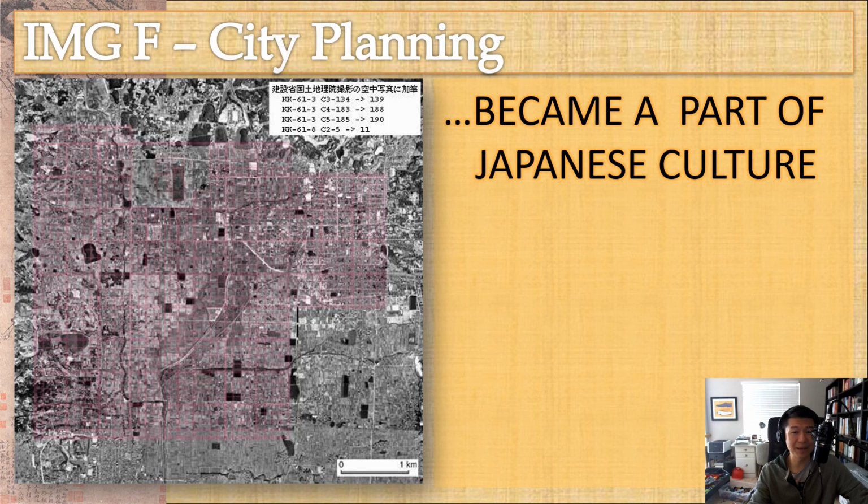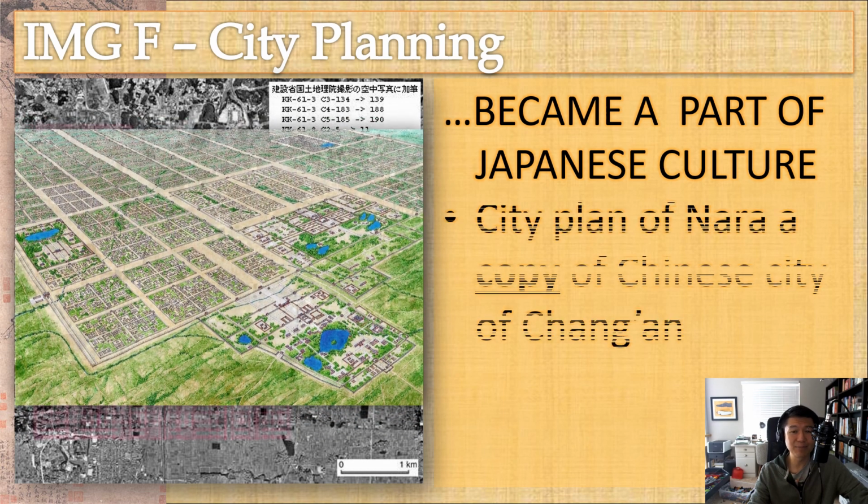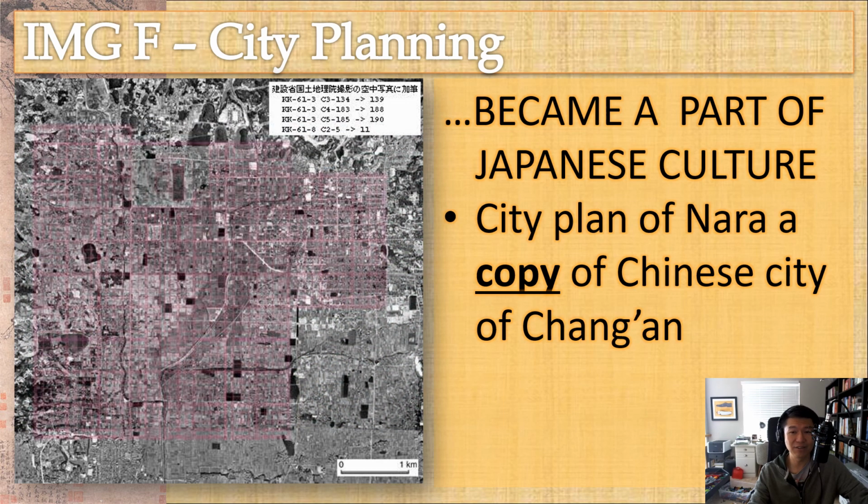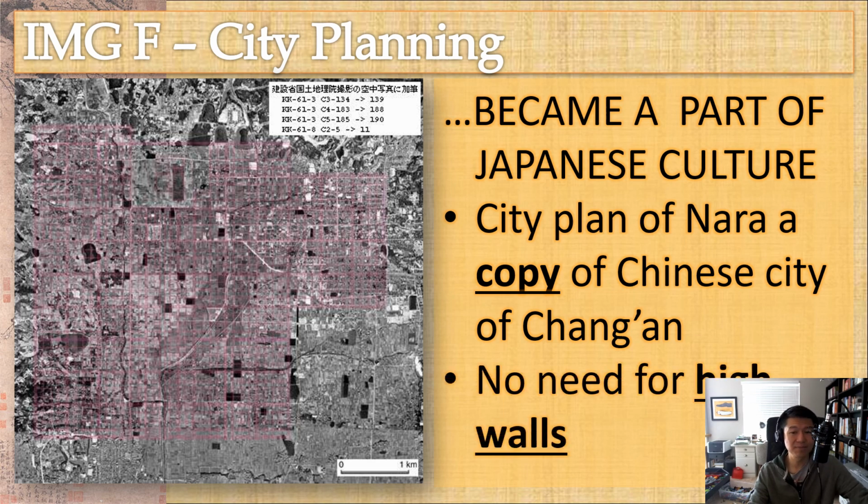It became part of Japanese culture in the implementation of the city of Nara, the imperial capital of Japan, which would be a copy of the Chinese city of Chang'an, today's Xi'an. In some of these imperial cities, especially in times of unification, there was no need for high walls like the Chinese city.